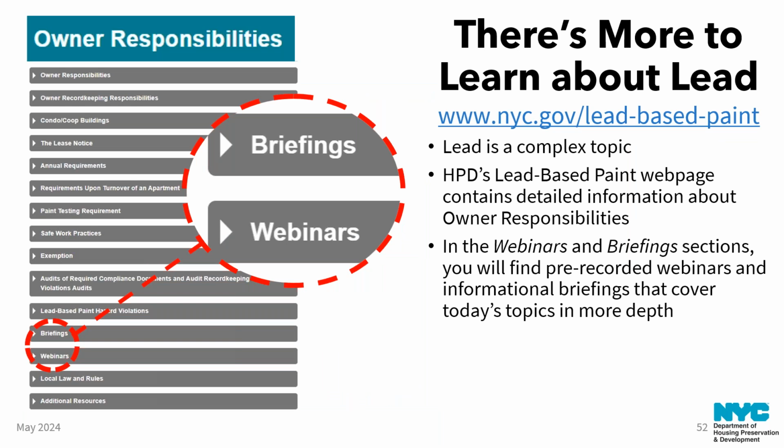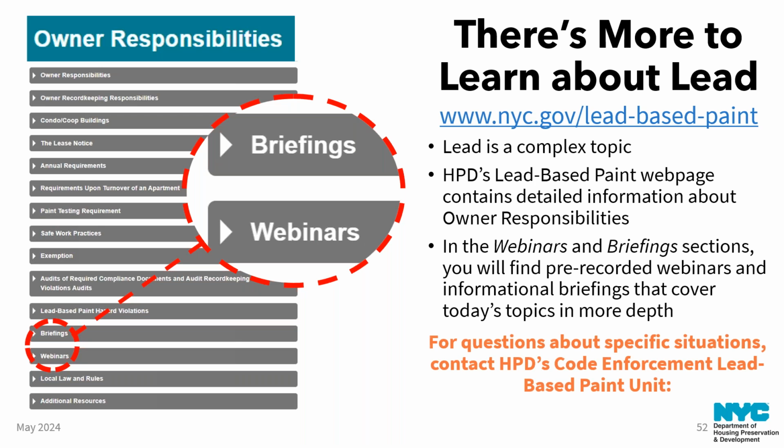And then our lead-based paint page that I've been mentioning, it has all kinds of information for you. Again, the URL is www.nyc.gov/lead-based-paint. There's lots more to learn about lead here, and in particular, you can take a look at the briefings to learn more and the webinars. You can also reach out to HPD's lead-based paint unit, and that's particularly what we recommend you do if you have a situation particular to your building.